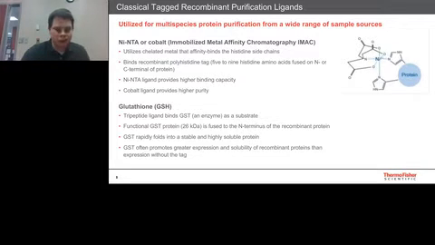Glutathione is a tripeptide ligand that binds GST, a 26 kilodalton N-terminal fusion, as a substrate. GST folds quickly to help with solubility of your target protein, and it can even improve expression of some harder to express recombinant proteins. Glutathione is very specific to GST, resulting in high purity eluates.